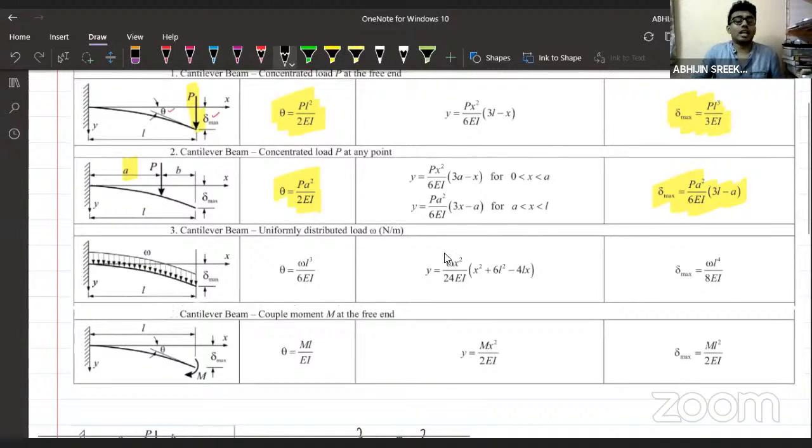Okay, and we have a cantilever beam subjected to UDL throughout. In this case, what is the slope at the free end? It is wL cube by 6EI. What is the deflection at the free end? That is wL raised to 4 divided by 8EI.